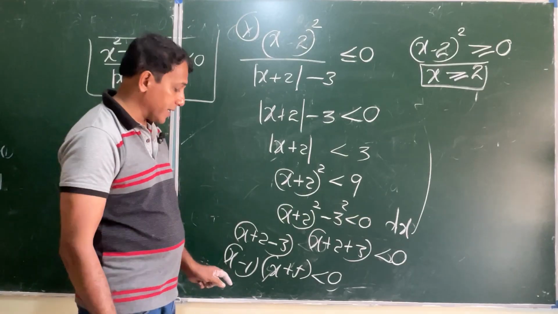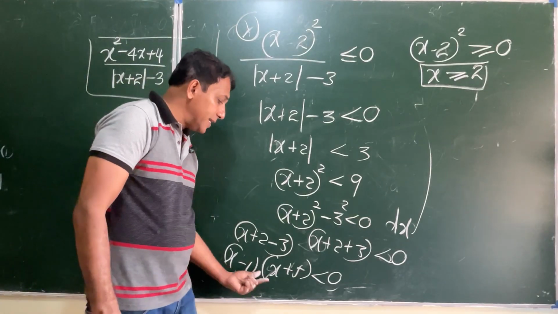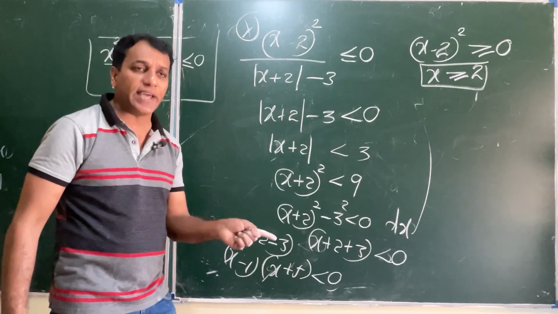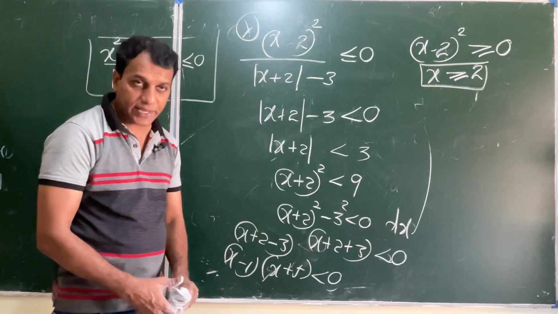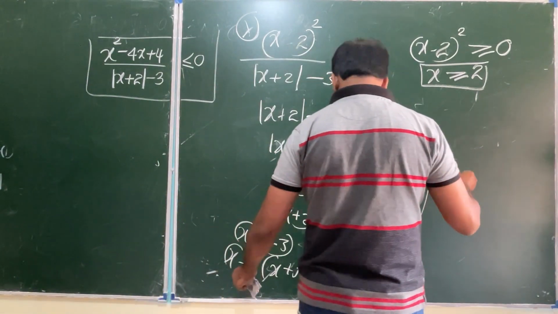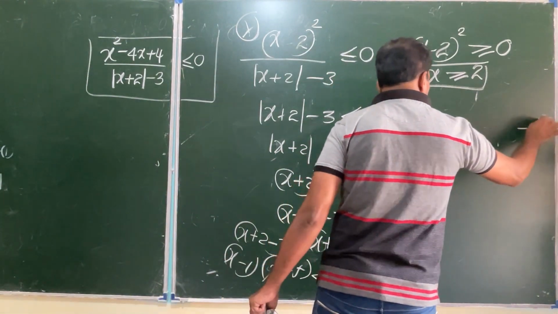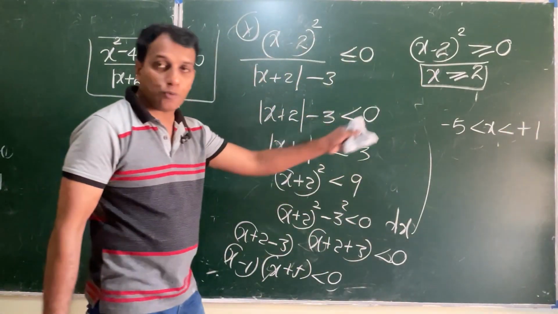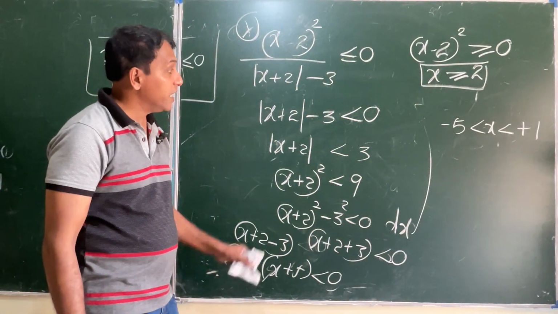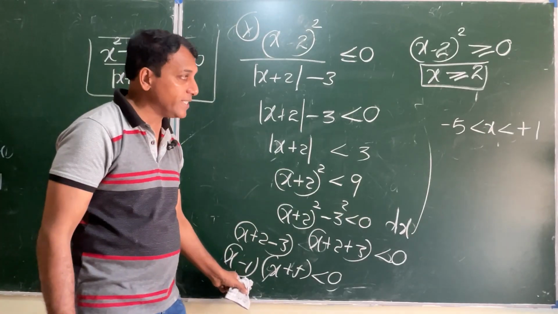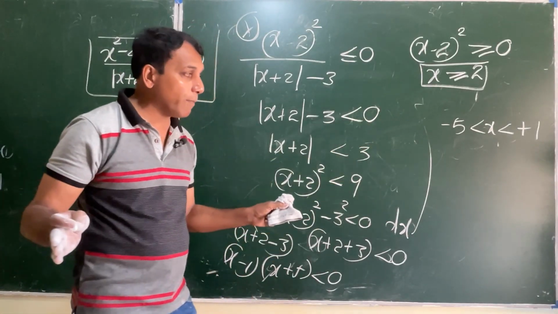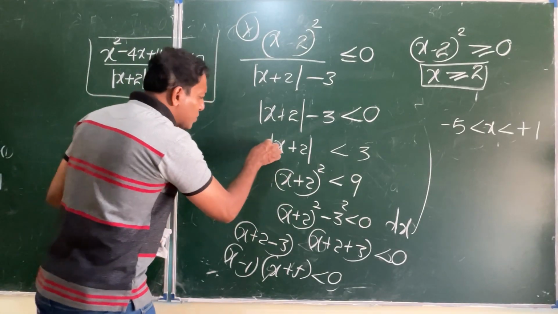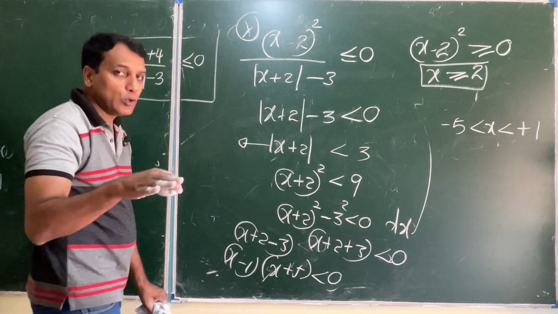Then with this technique, if two factors multiply to less than 0, the answer is between the least and the highest. Therefore, the small value is minus 5 and the large value is plus 1. So if you solve the denominator part of the inequality, the x solution lies between minus 5 and plus 1.